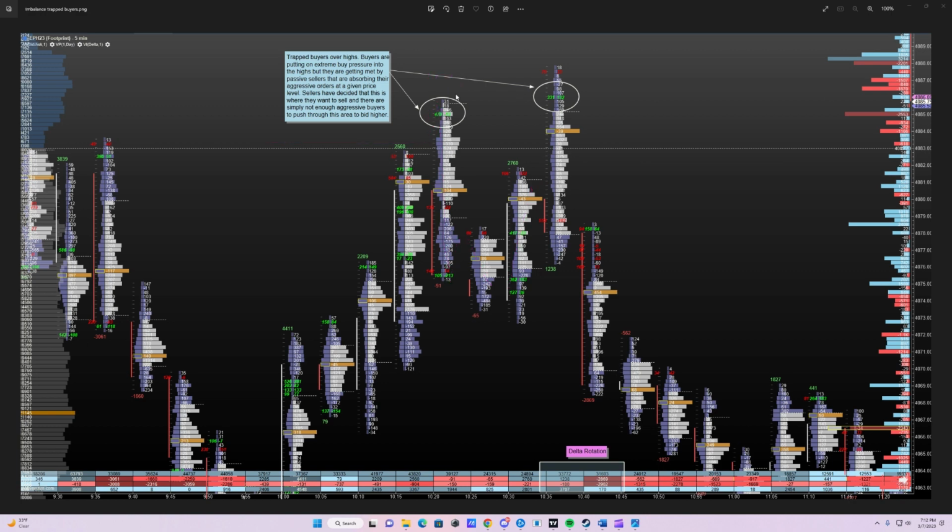We move back to the highs once again, break the previous high, one tick over the high, we throw another imbalance, push up, buyers don't follow through with price, and we completely rotate back to the downside.